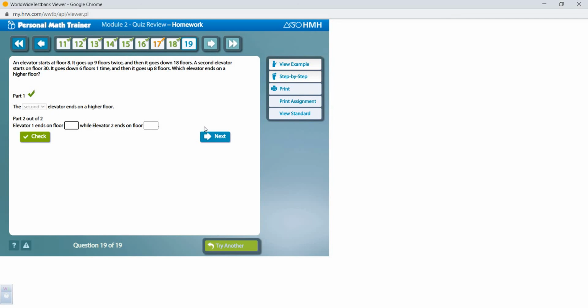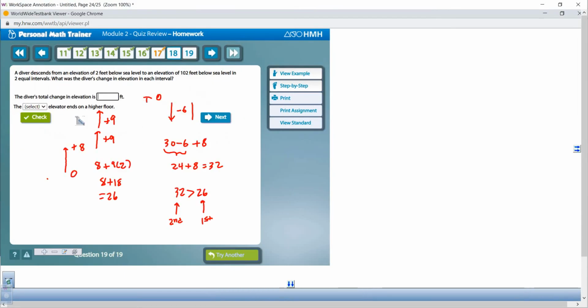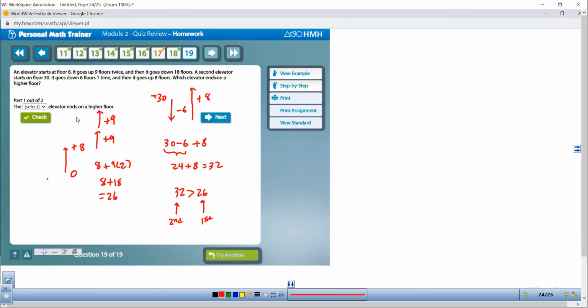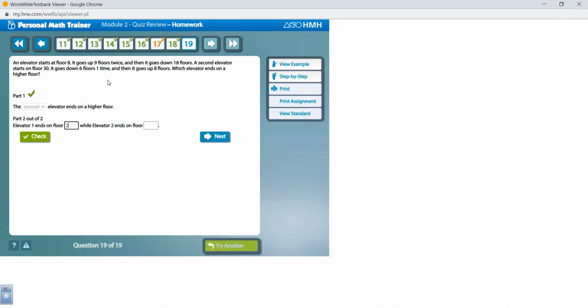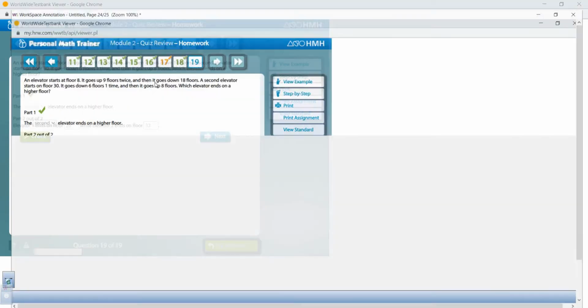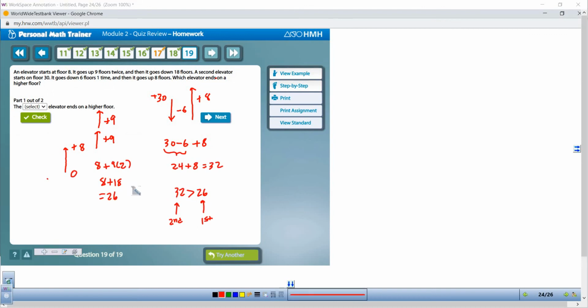Alrighty. Oh, wait, there's more. Elevator 1 ends up on floor 26. And elevator 2 was on floor 32. So 26, 32. Check. Let me see. 8 plus 18.